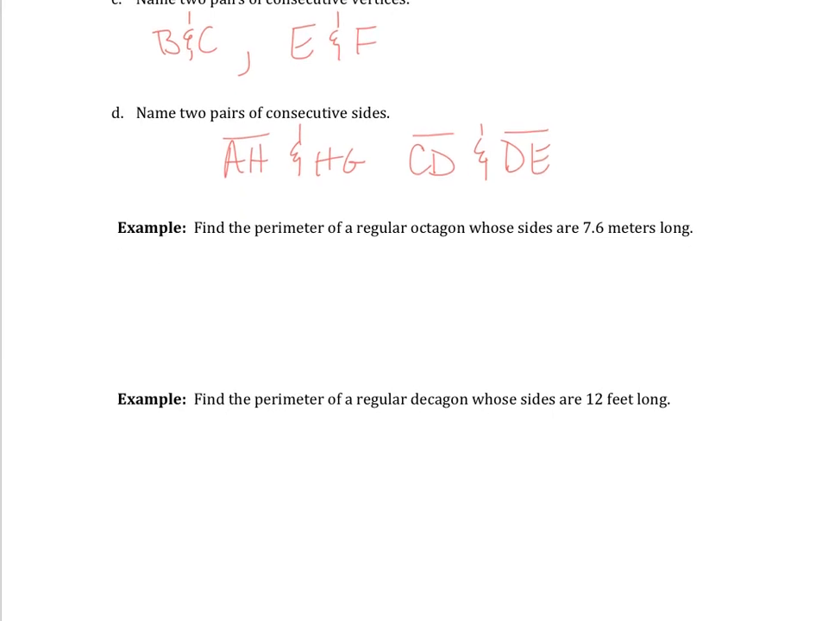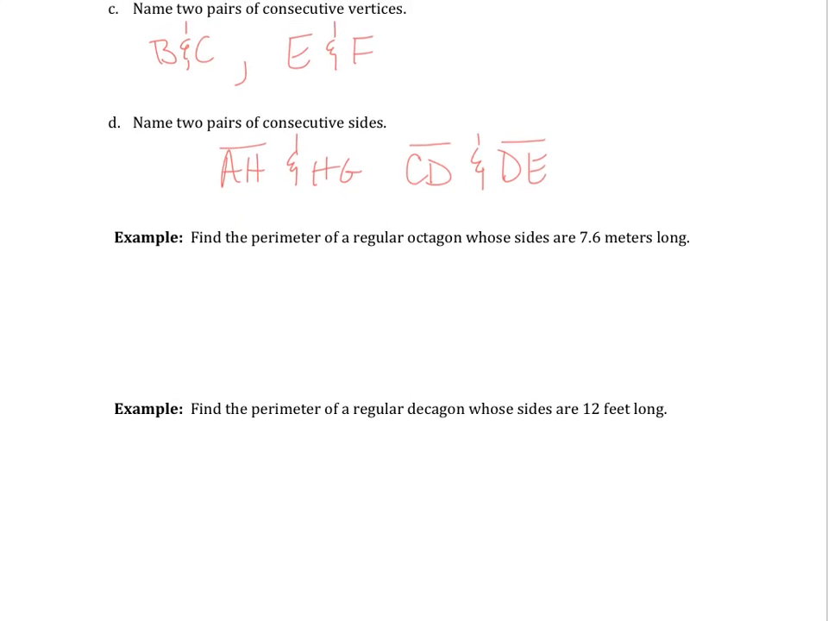Alright. Example down here, find the perimeter of a regular octagon. First thing I want to make sure we know is that an octagon has 8 sides. So if a regular polygon, notice that word regular there, means that all of my sides are the same. So I've got 8 sides and they all measure 7.6 meters each. My perimeter is going to be 8 times 7.6, which is 60.8 meters.